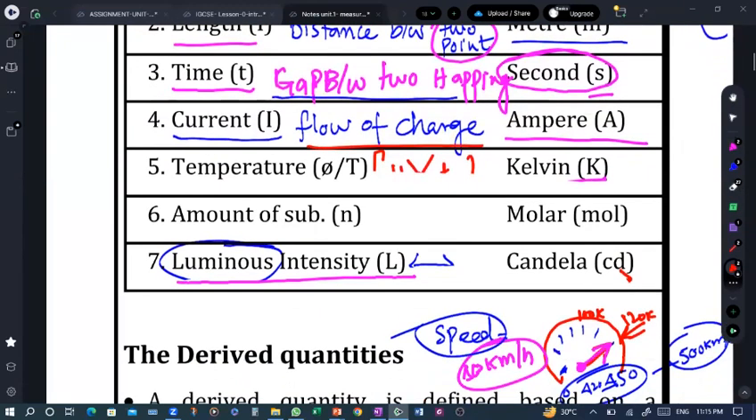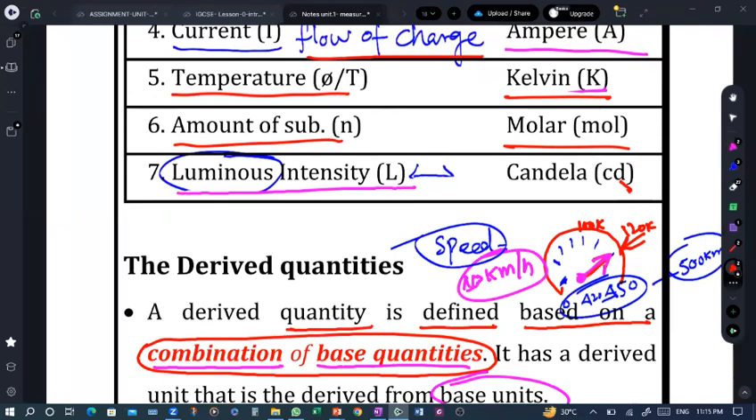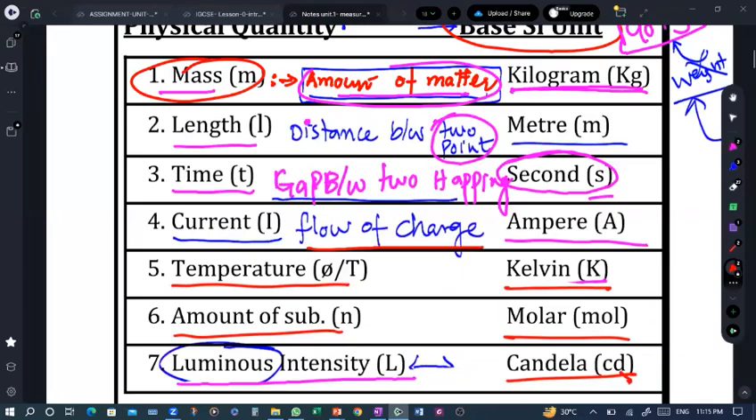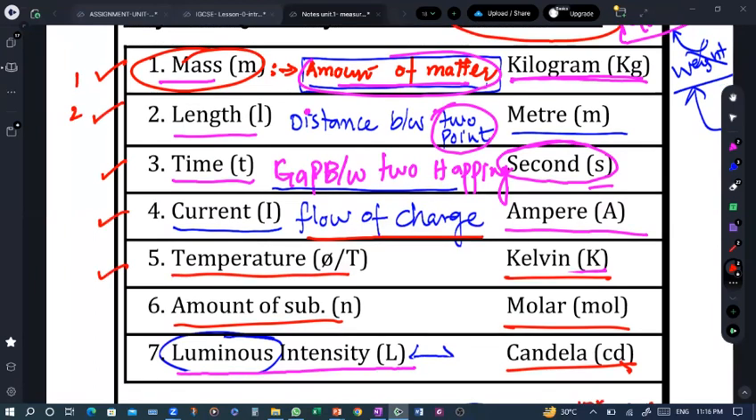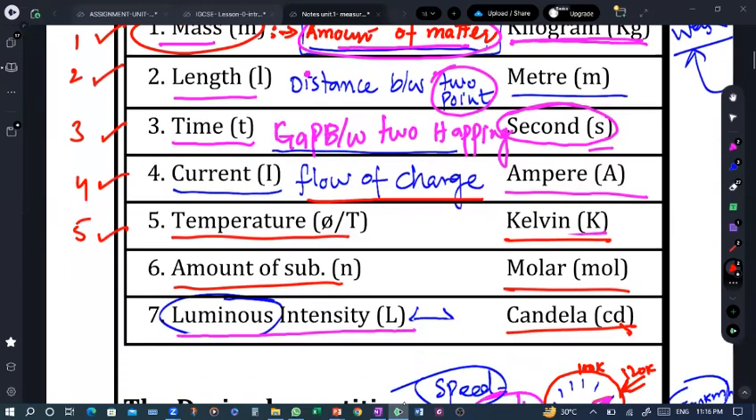Then we have temperature, and its unit is Kelvin. Then amount of substance, and its unit is mole. And then luminous intensity, and its unit is candela. Now my main concern is length, mass, time, temperature, and electric current. I would recommend you remember these 5 physical quantities for your IGCSE.